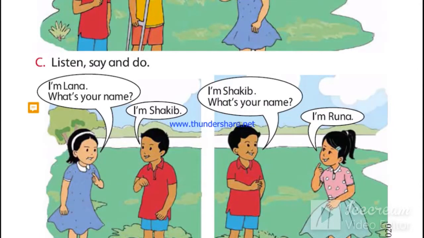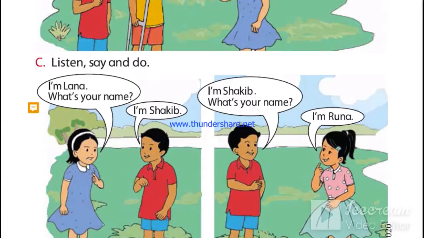I'm Lena. What's your name? I'm Lena. What's your name? I'm Saqib. Saqib says, I'm Saqib. What's your name? I'm Saqib. What's your name? I'm Runa. I am Runa.